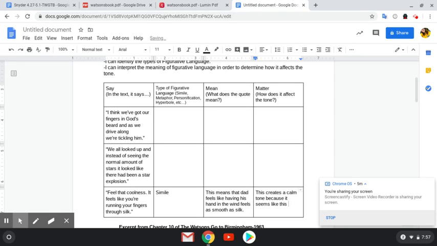So this creates a calm tone, and then explain a little bit. And I'm going to say, because this seems like Dad is relaxed, because the air is so smooth.